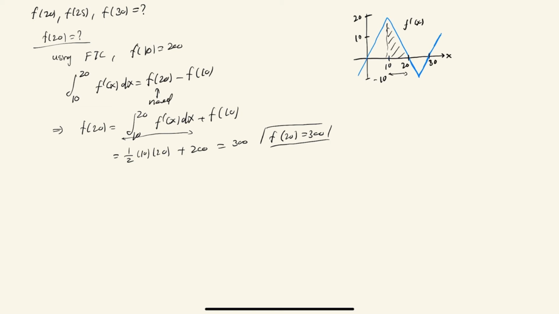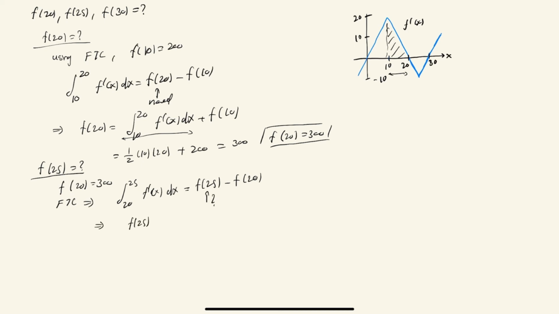Now let's find f of 25. So here, I'm going to use the last point we found. In this case, it's going to be 20, since we know that f of 20 is 300. So using the FTC, the definite integral will go from 20 to 25 of f prime of x dx equal to f of 25 minus f of 20. Now let's solve for f of 25. It's going to be the definite integral from 20 to 25 plus f of 20.